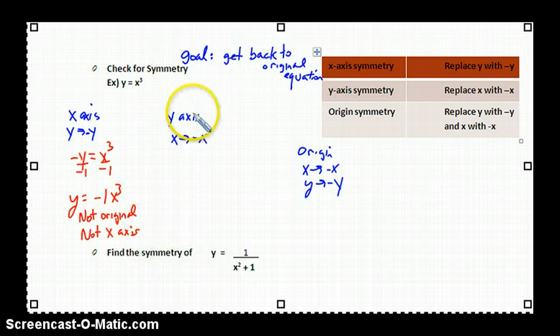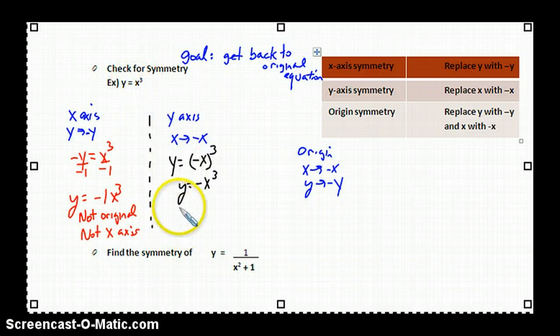So let's go to the next one. Let's try the y-axis symmetry. So I'm going to rewrite my original equation, but replace the x with a negative x. So y equals negative x, and then I have to cube that. Well, when I cube a negative x, I get negative x to the third. Again, that is not my original equation. So that means that it's not symmetrical along the y-axis.